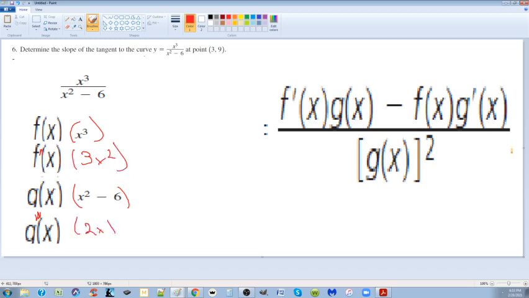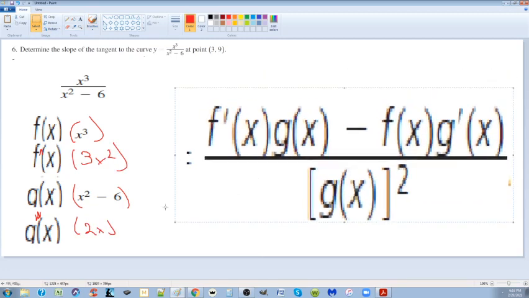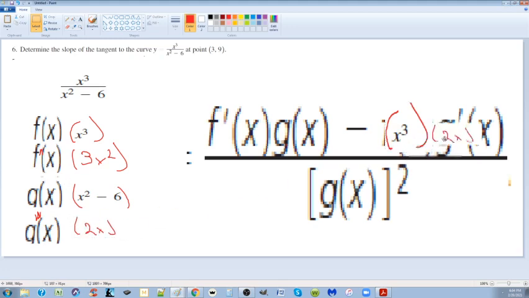2x. Now, expand your quotient. Make it nice and clear. Everywhere you see f of x, put in this. Everywhere you see g prime of x, put in this.